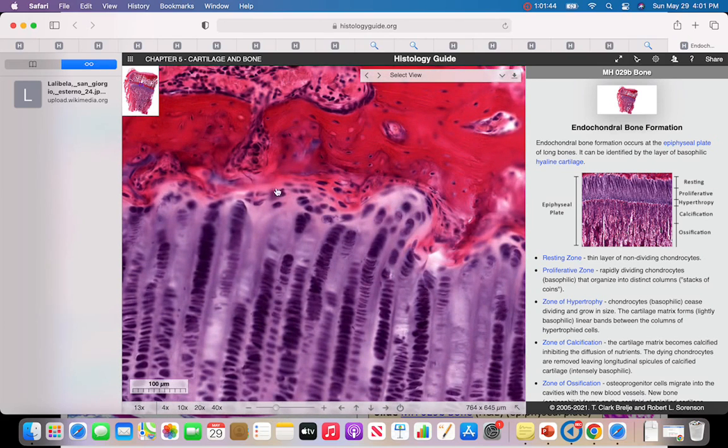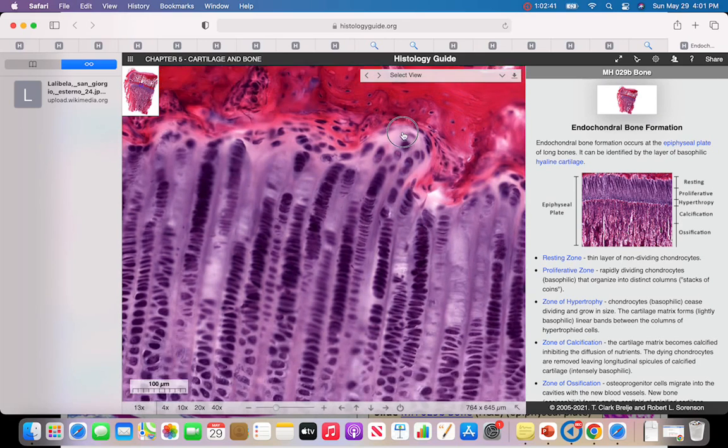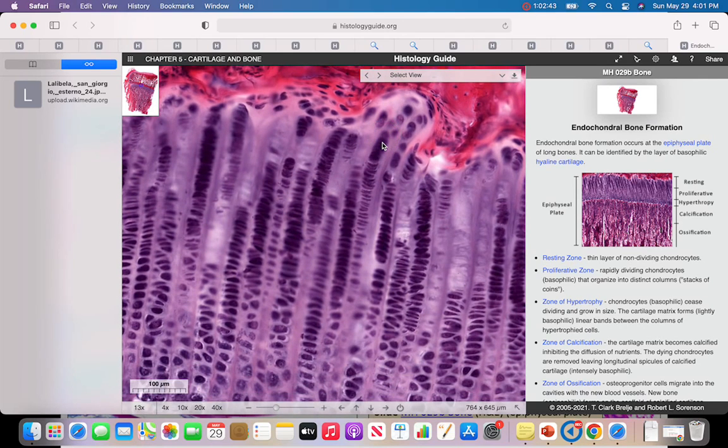So the first zone, which lies adjacent to the epiphysis, is the zone of reserve or zone of resting cartilage. So this is the zone of resting cartilage. The second zone is the zone of proliferation. The chondrocytes undergo cell division and they will be arranged in columns. They look like stacks of coins. So this is the zone of proliferation.